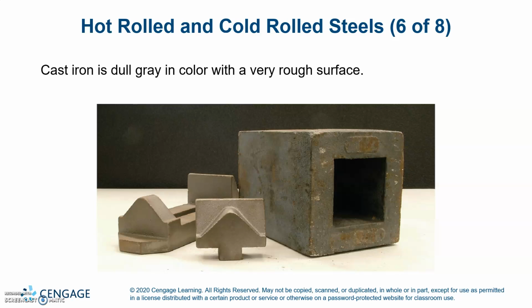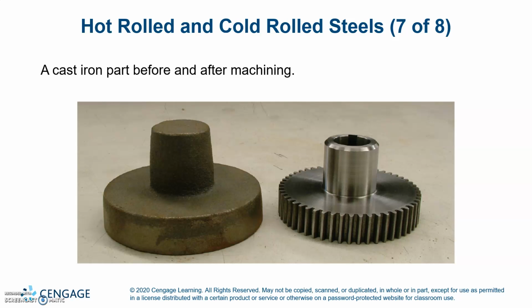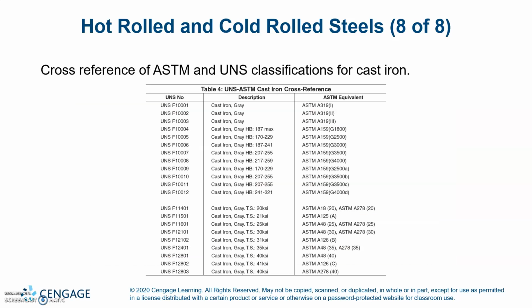Cast iron is a dull gray in color and has a very rough surface. Cast iron part before and after machining. Cross-reference of the ASTM and UNS classifications for cast iron.